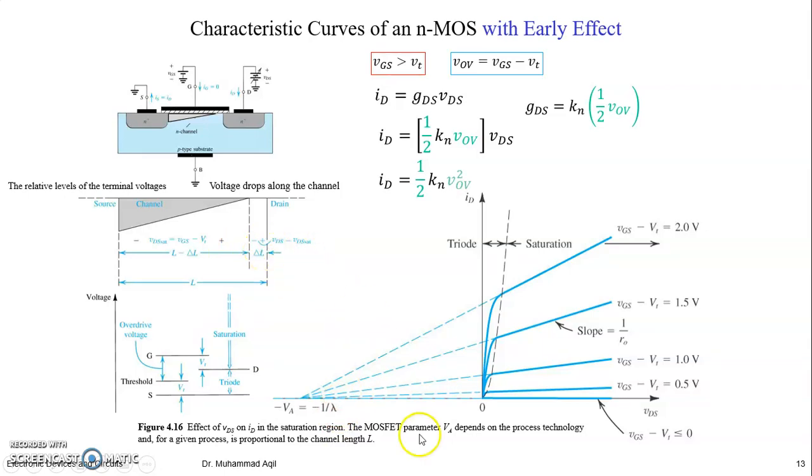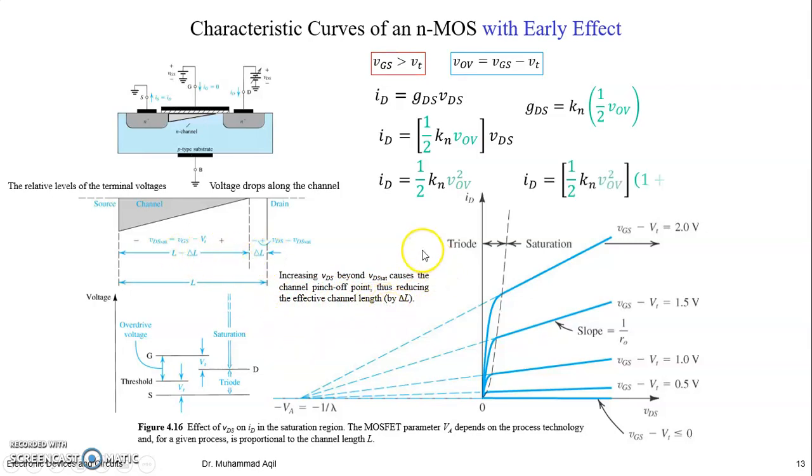Okay, so VA is equal to 1 by lambda, because this value is minus VA for NMOS, so it's equal to minus 1 by lambda. How to incorporate it? Increasing VDS beyond VD saturation. VD saturation is this point for this curve, this point for this curve, and so on. It causes the channel pinch off point to move, thus reduces the effective channel length by delta L, right? Then what happens is you are having a slope here.